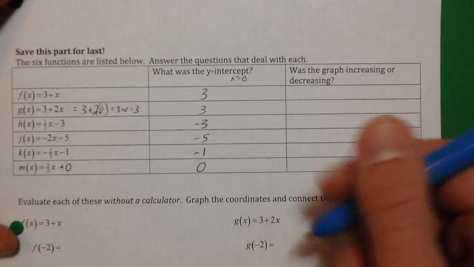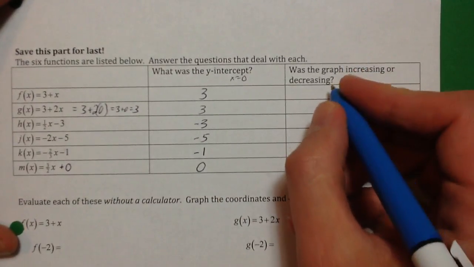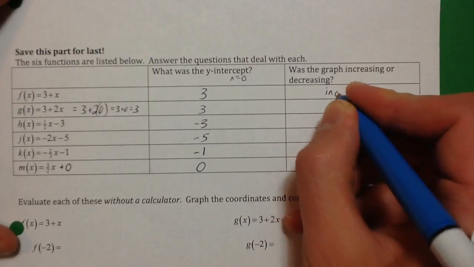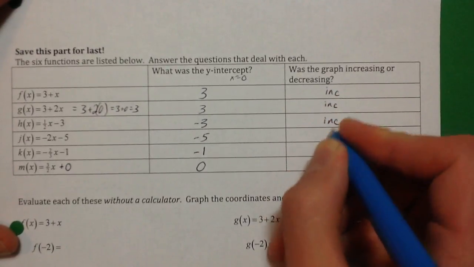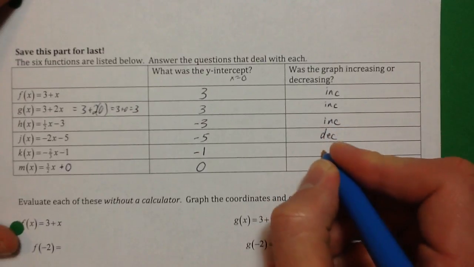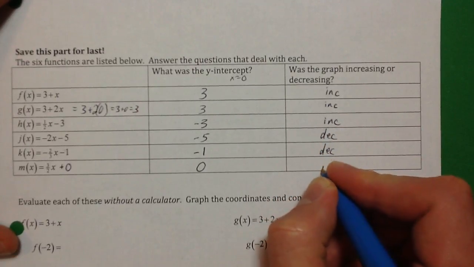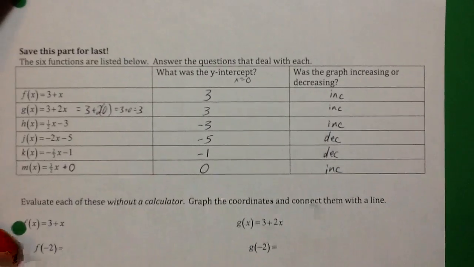Okay, so was the graph increasing or decreasing? Well, this one was increasing. I'm going to abbreviate here. This one was also increasing. This one was increasing. This one was decreasing. This one was decreasing. And this one was increasing. And I want to explain why.